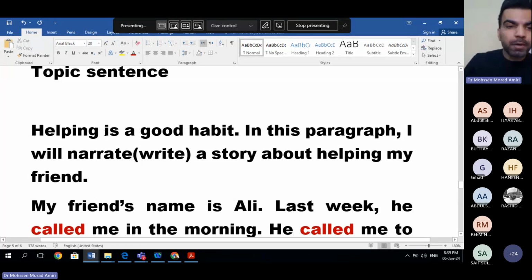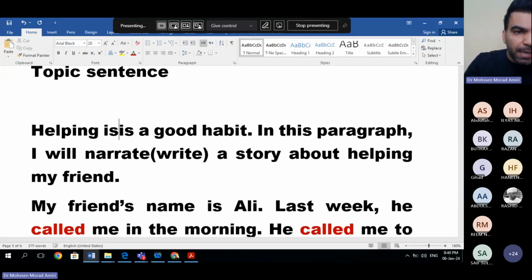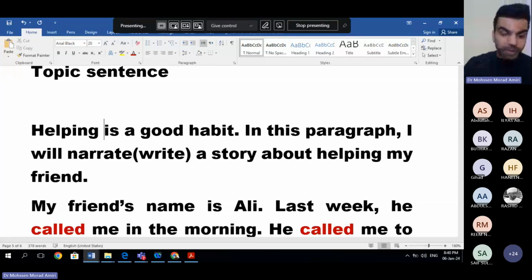Some students write sentences very close to each other. Keep enough space between words so that the teacher can read it nicely and it looks clean. Your writing should look clean, polished and organized. This is very important, guys.